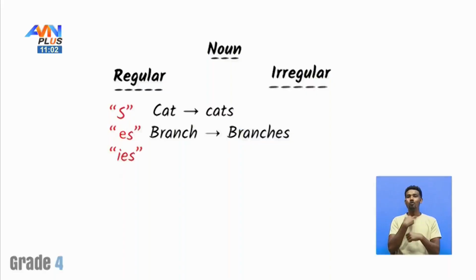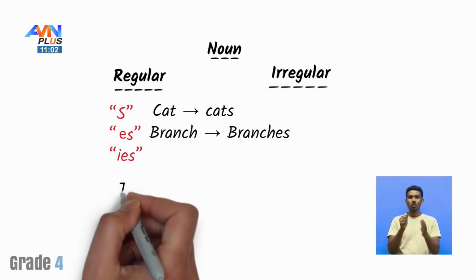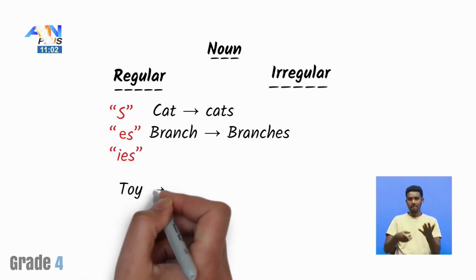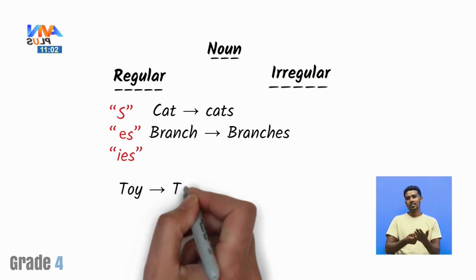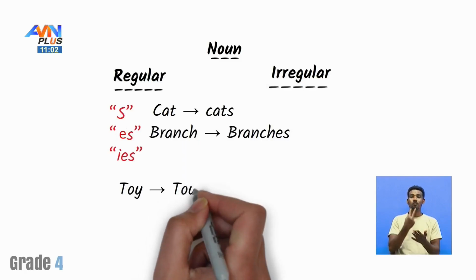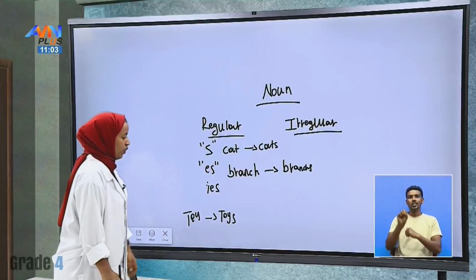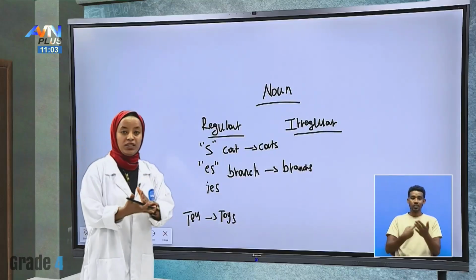For example, here, toy is ending with Y, but we do not cancel Y and add IES because here is a vowel sound. So easily changing with what? Toy, toys.